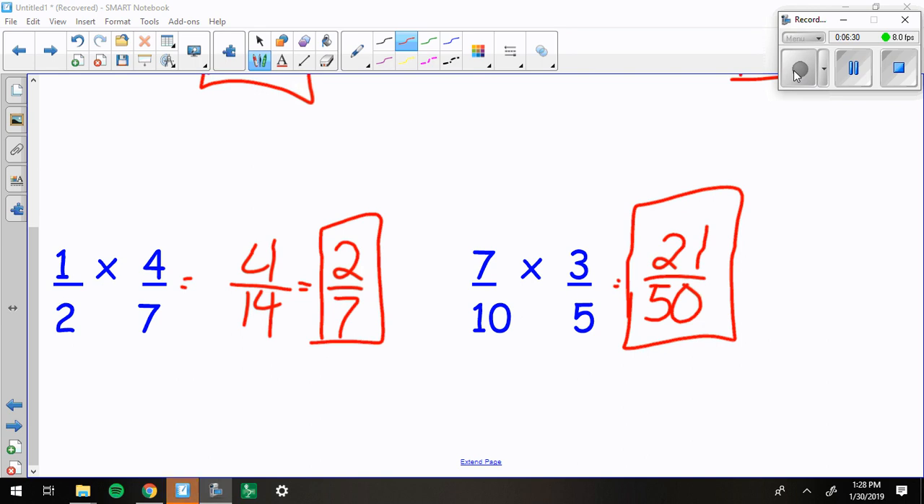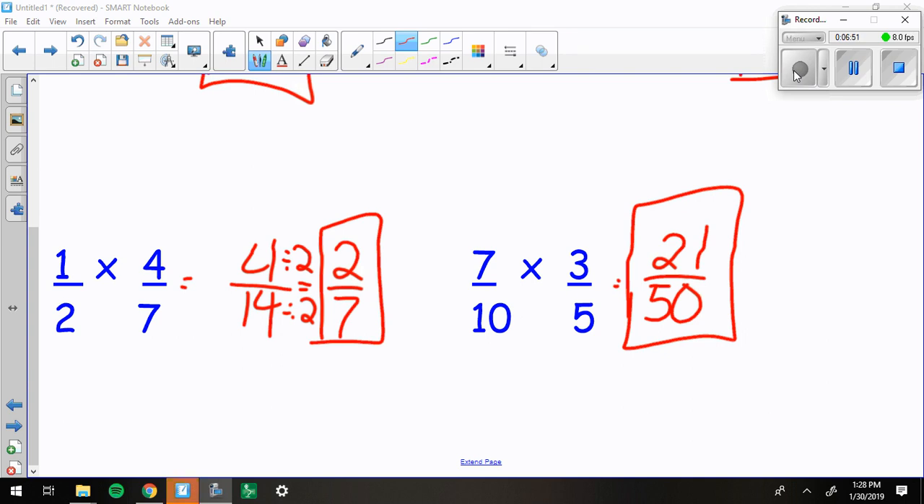All right. 1/2 times 4/7. 1 times 4 is 4. 2 times 7 is 14. Divide the top and bottom by 2. You get 2/7. 7/10 times 3/5. 7 times 3 is 21. 10 times 5 is 50. 21/50. And we're done. Pack up and go home. We are in simplest form.